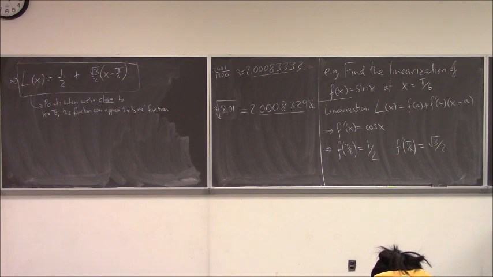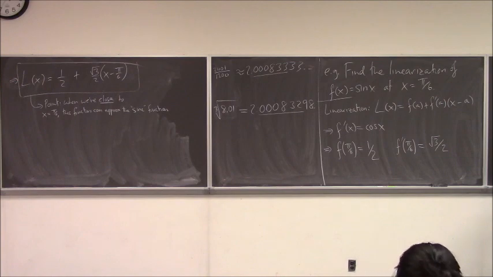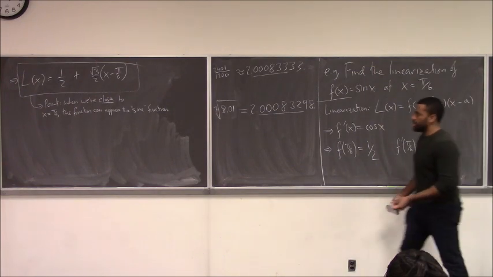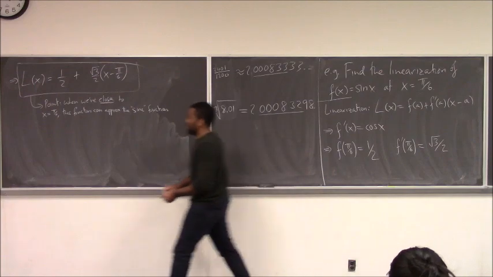So x is going to be the ugly value that you don't really know what the answer is, and you choose a, which is a nice value, close to x, and you can use that to actually find the answer. Now, the idea behind differentials is super similar. It's pretty much the same thing, except you use a different notation.